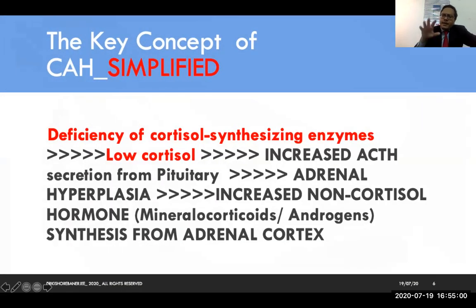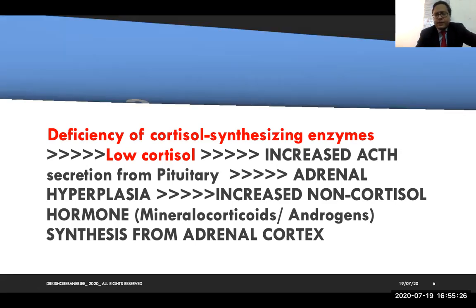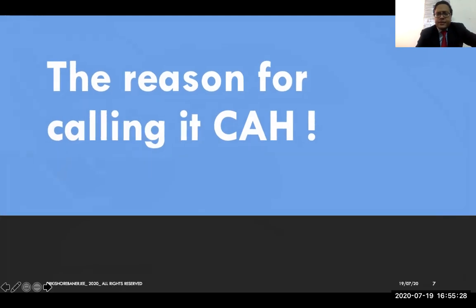So in this disease, there is a deficiency of particularly the cortisol synthesizing enzymes. This is the very key feature in this disease. Low cortisol leads to production of high ACTH. High ACTH causes hyperplasia of the adrenal cortex from the very beginning, because this is an autosomal recessive inherited enzyme deficiency disorder, and that leads to bilateral hyperplasia of the adrenal gland. So that's why we call it congenital adrenal hyperplasia.